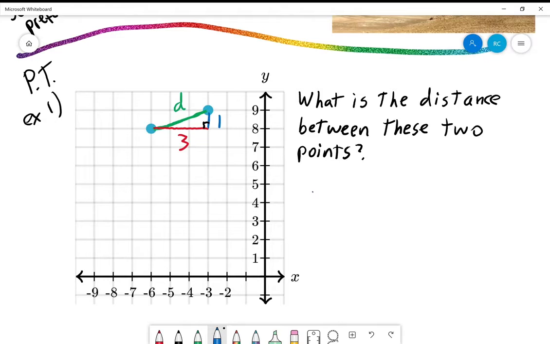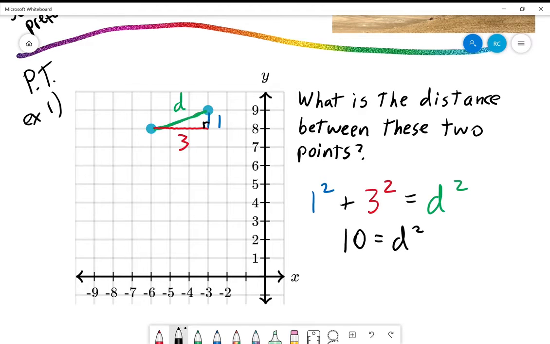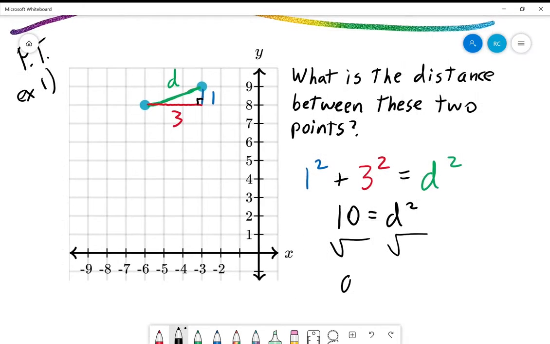So we're going to say that 1 squared plus 3 squared must equal D squared. Well, let's see. 1 squared is 1, 3 squared is 9, 1 plus 9 is 10, which is D squared. And remember, to undo a squared, we square root both sides. So it looks like D is the square root of 10.